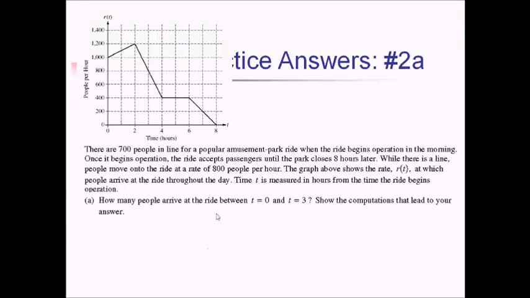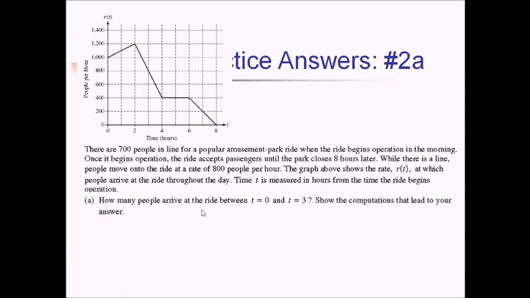For this problem, the overall setup is we have 700 people in line for a popular park ride when the ride begins in the morning. And let's see, people are getting on at a rate of 800 people per hour. The park closes 8 hours later. And this graph is showing the rate at which people arrive throughout the day.